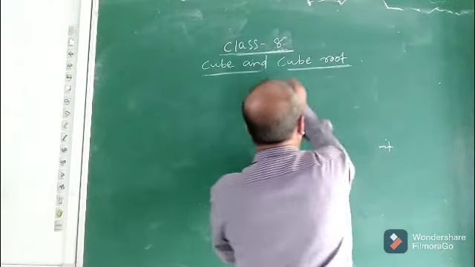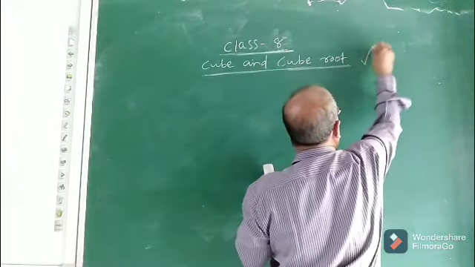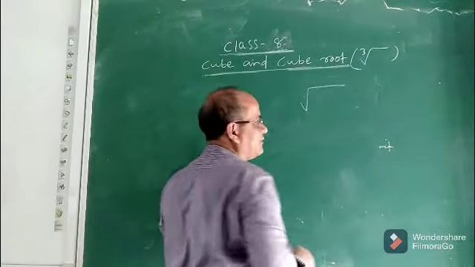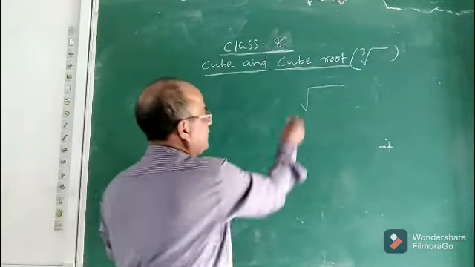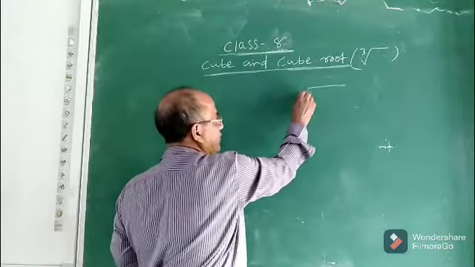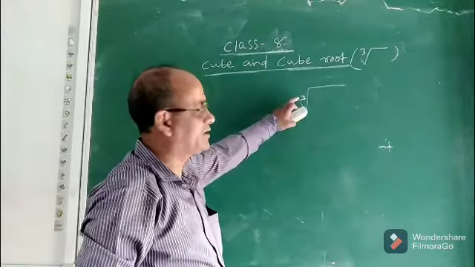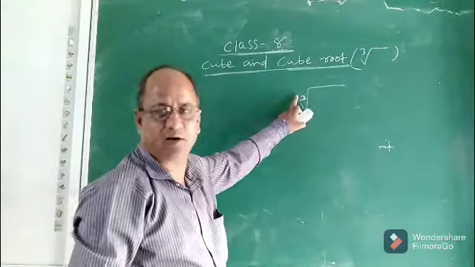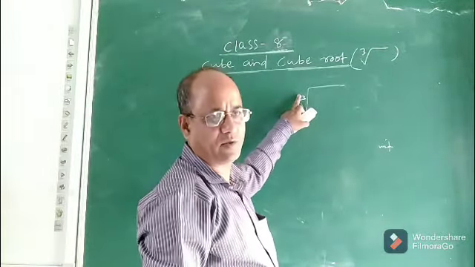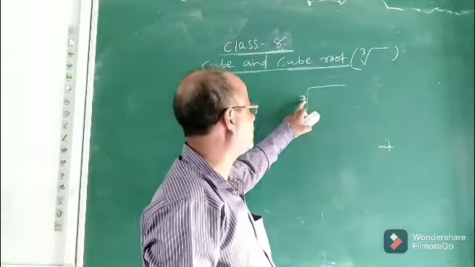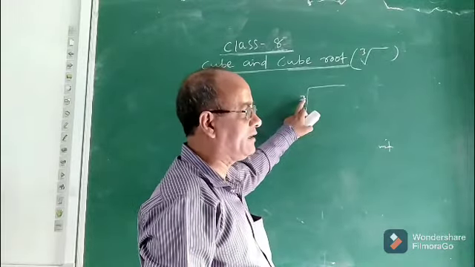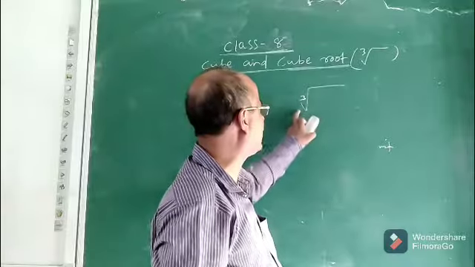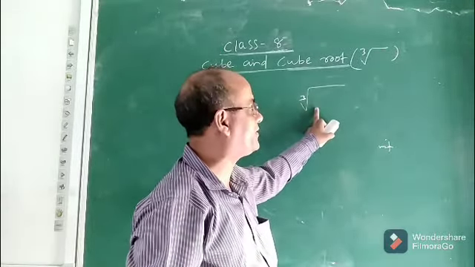See children, this is the symbol for cube root. Like in the square root chapter I said this is the symbol for square root. But when 3 is written here, this is the order of the radical. Radical and exponent we will discuss in another chapter. So it is the order of the radical, 3, and you will understand later. Cube root is denoted by this symbol. Just remember it at present.